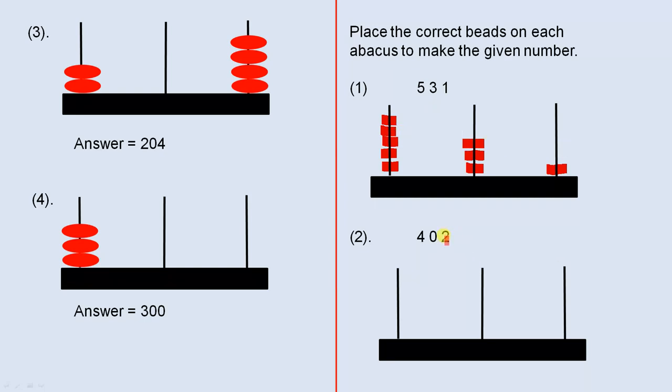402. The ones column, or the ones rod, has 2 beads. 1, 2. The next column doesn't have any beads at all, and the last column has 4 beads. 1, 2, 3, 4. So that's 402.